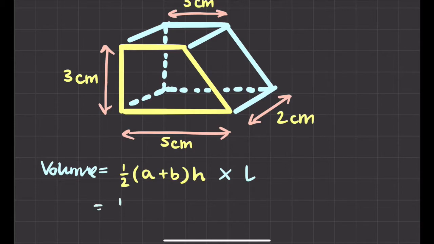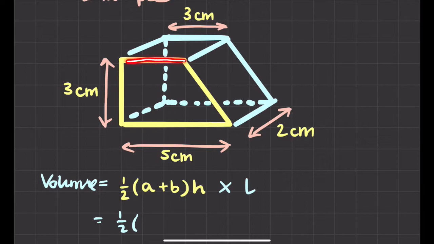So half a plus b, where a and b are the parallel sides, so this length and this length. This is the same as that number, so we've got 3, and we've got this number on the bottom here, 5. So 3 plus 5, and then I have to times it by the perpendicular height. The perpendicular height is at a right angle to the base, and is 3. And then I need to multiply that by the length of the prism, and the length here is 2.